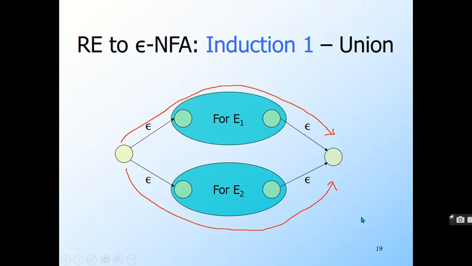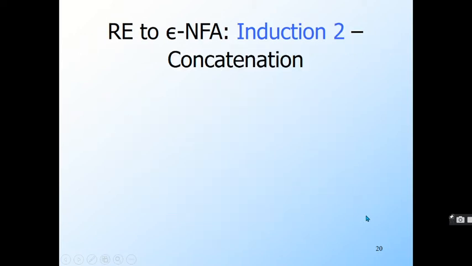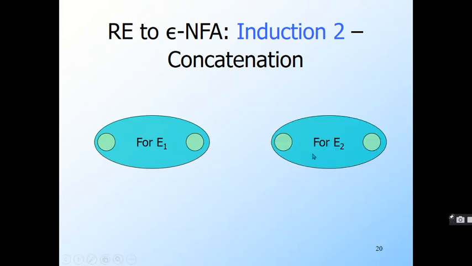Now when it is concatenation, two different expressions are represented separately, which are connected by an epsilon transition.